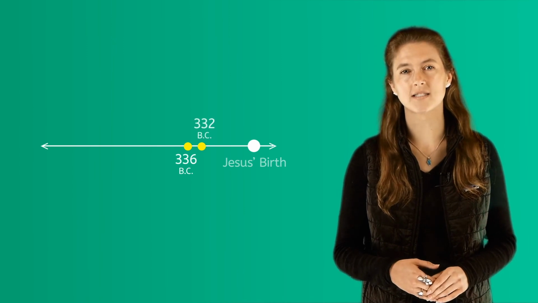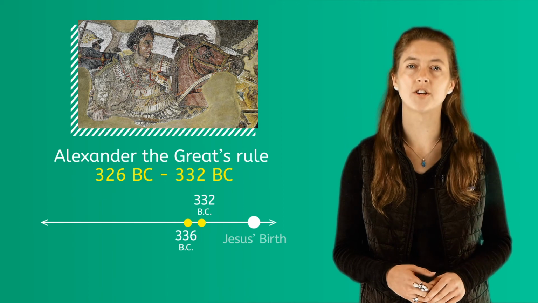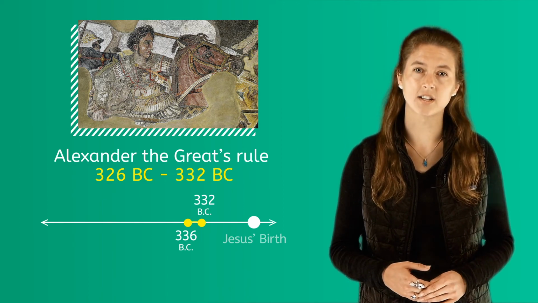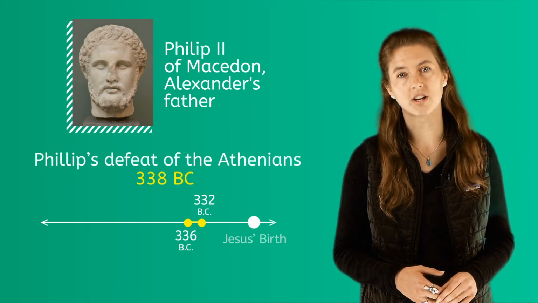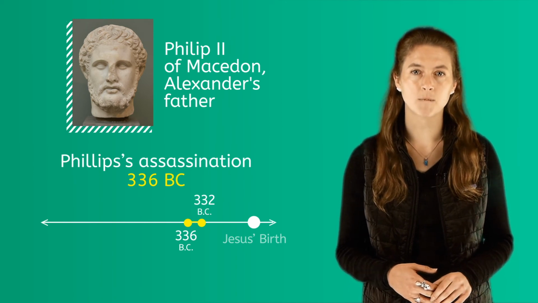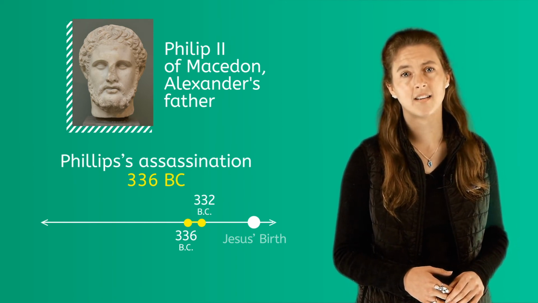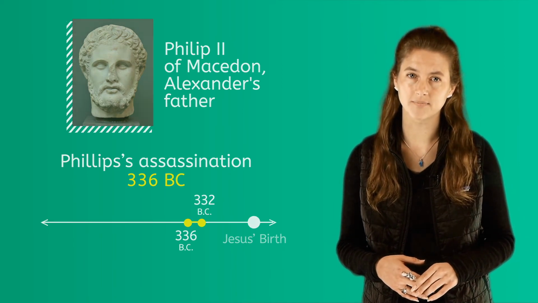From 326 to 332 BC, Alexander the Great came into power over all the Greek city-states. Alexander took over the rule of Greece from his father Philip, who defeated the Athenians in 338 BC. Philip was assassinated in 336 BC while attending his daughter's wedding. Philip and Alexander ruled their own country called Macedonia. Alexander's parents had raised him to learn everything he could about Greece, and when it came into power, he was well prepared to rule over the Greeks.